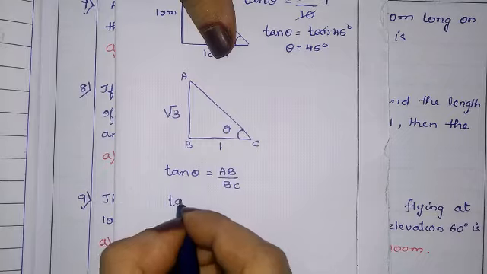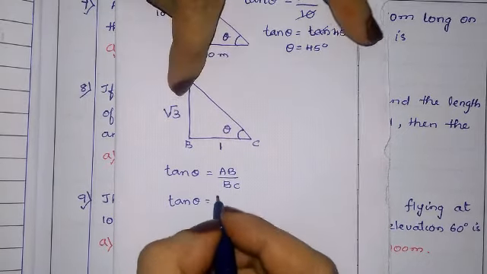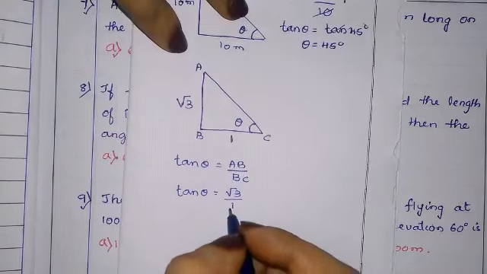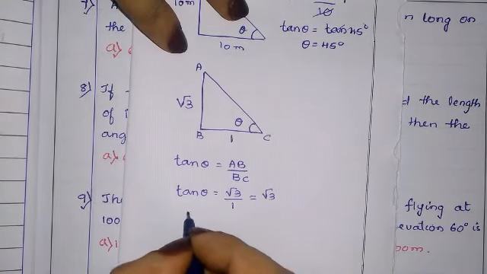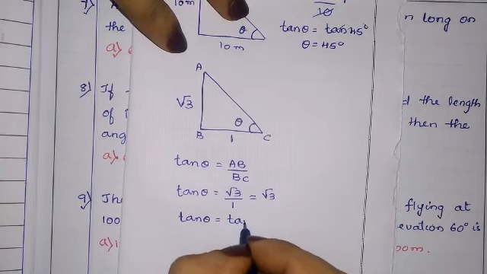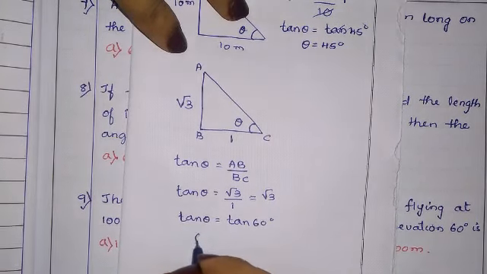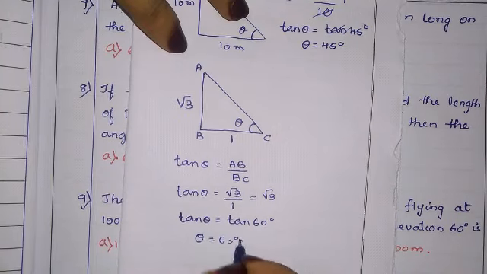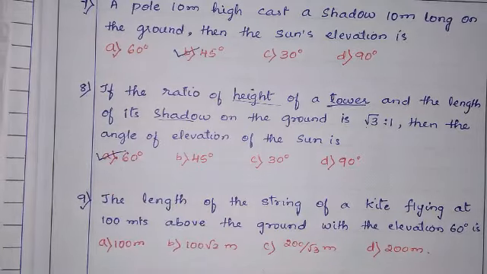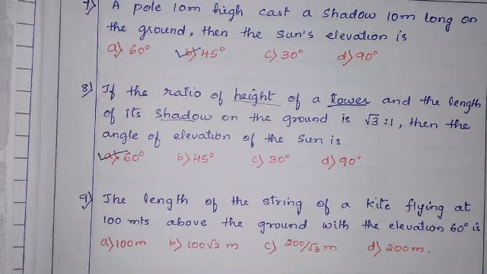Tan theta we don't know, so we'll keep it as it is. AB value √3 upon BC is 1. So √3 upon 1 is nothing but √3. In the tan tabulation, √3 comes for tan 60 degree. So theta is equal to 60 degree. So the answer is A, 60 degree. Let us see the next question.